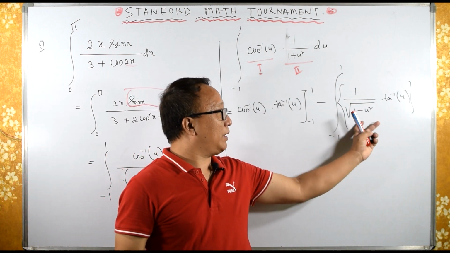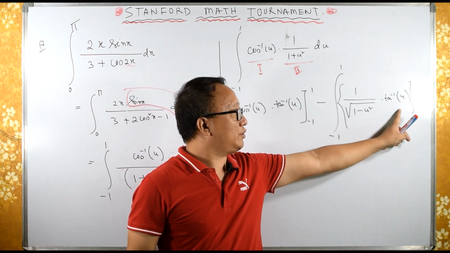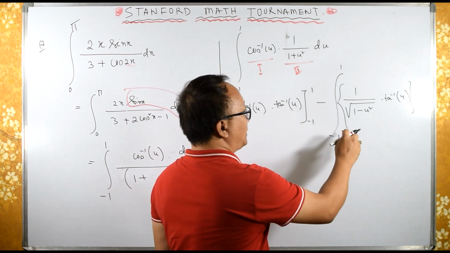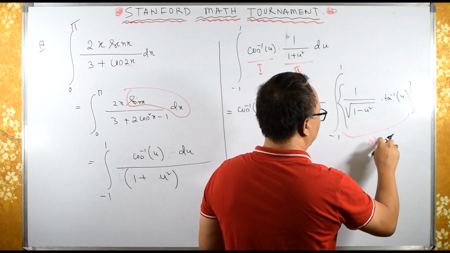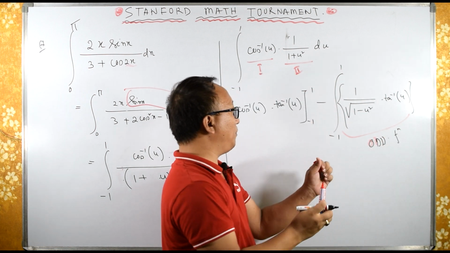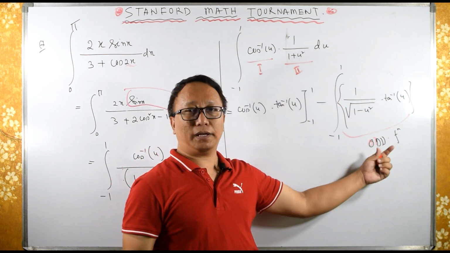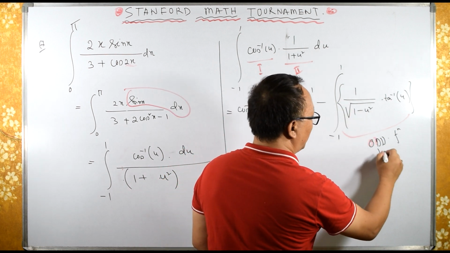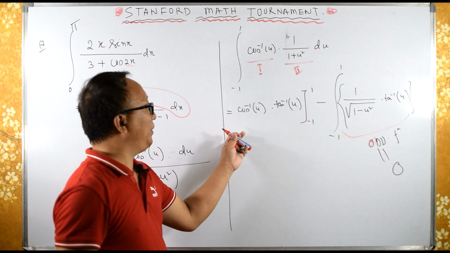Now here, what is this? This is an odd function. You can say this is an odd function. Now the integral from minus 1 to 1 of an odd function, the whole of this becomes 0. Now we have only this.